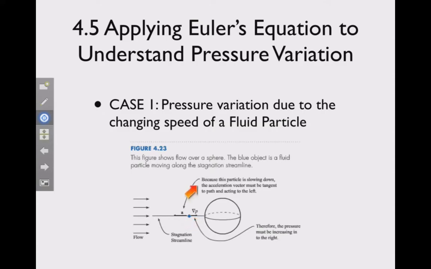If we look here, because this particle is slowing down, the acceleration vector must be tangent to the path and acting to the left, just like we saw before. Because of that, through Euler's equation, the pressure must be increasing in this direction to balance that. Now, these vectors aren't given the same magnitude because A is the acceleration, not the density times the acceleration. And this is the pressure gradient.